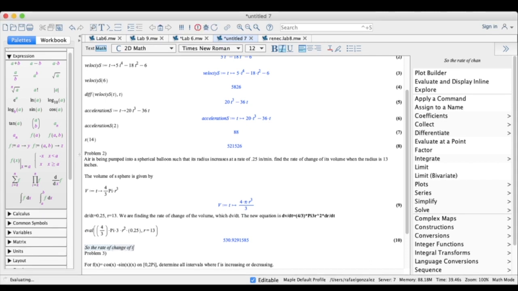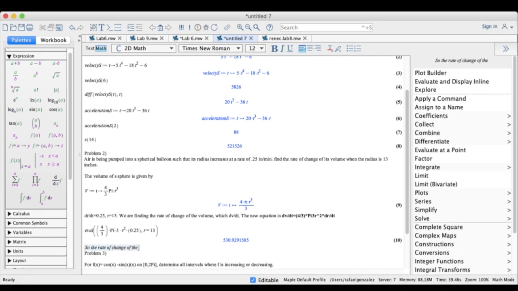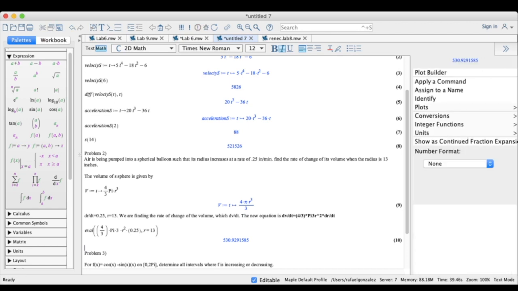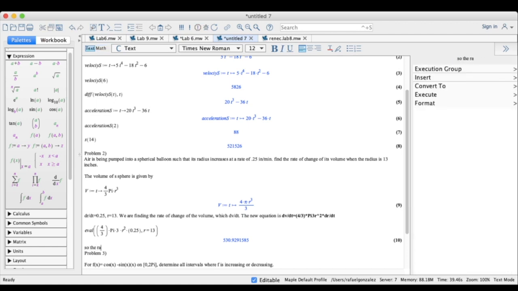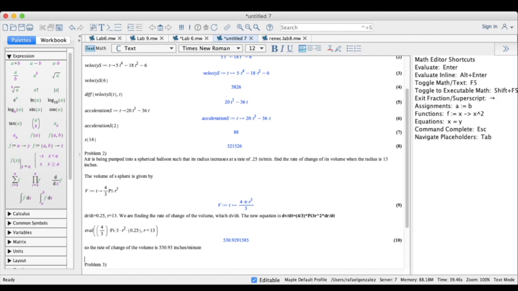So the rate of change of the volume, make sure you are in text mode, not in math mode. So the rate of change of the volume is roughly 530.93 inches per minute. And that is it for this problem.